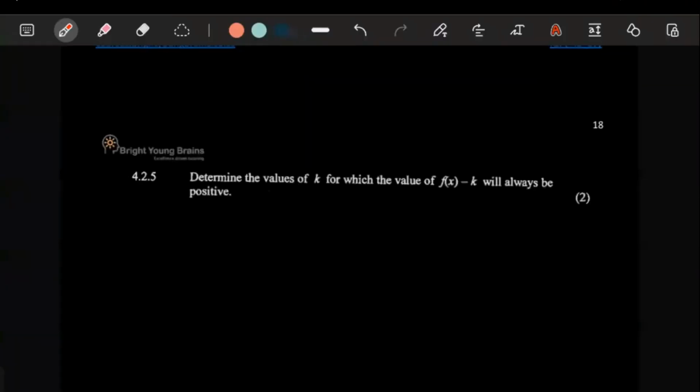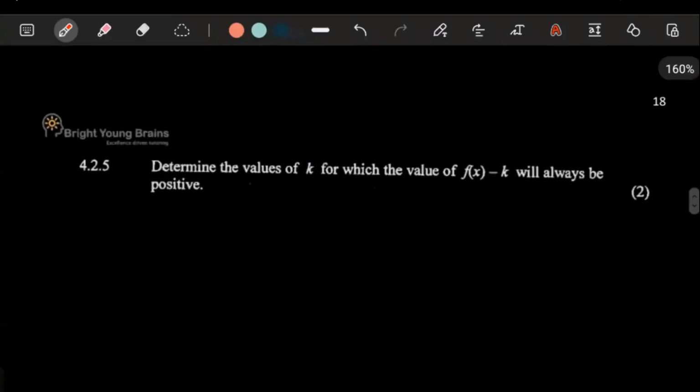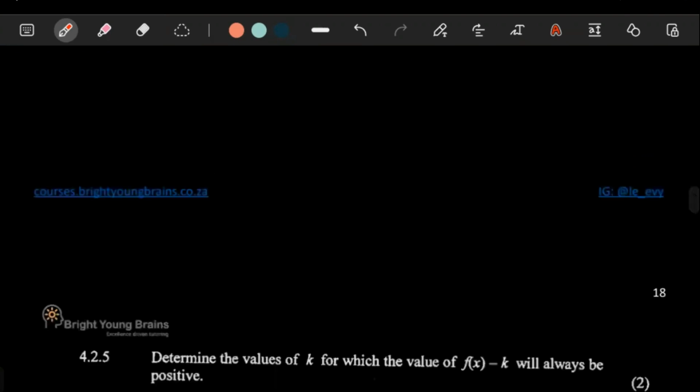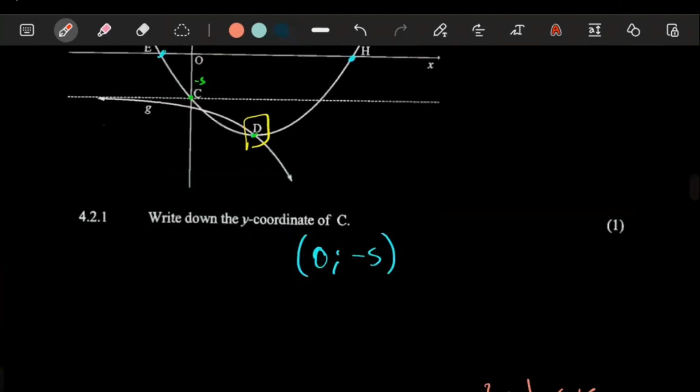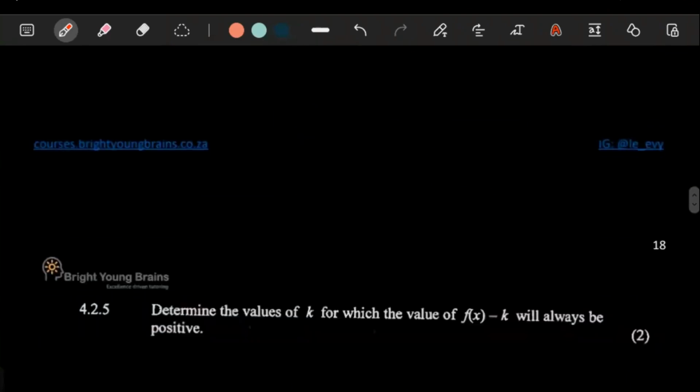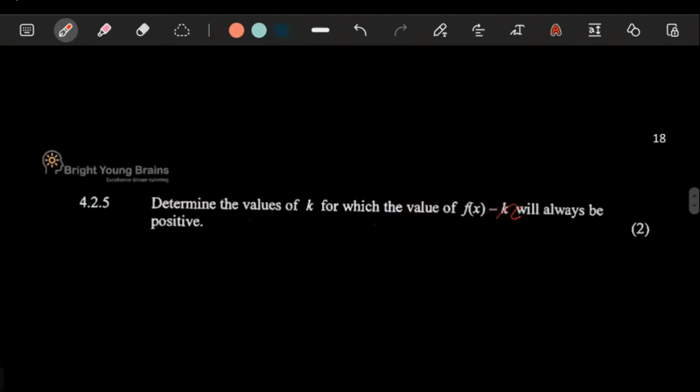4.2.5 here says, determine the values of k for which the value of f of x minus k will always be positive. So remember, f of x is a parabola. So you have to remember that the value of k here is moving the graph vertically up or down, you see?